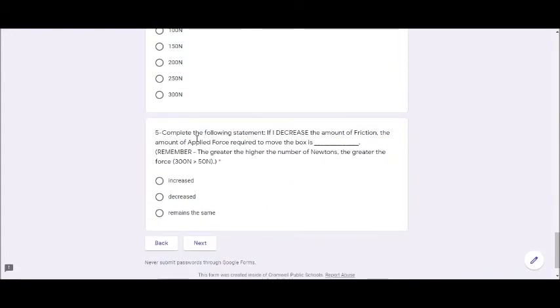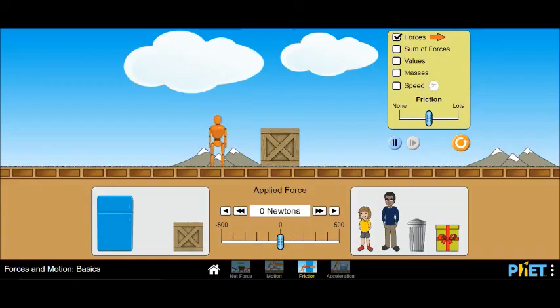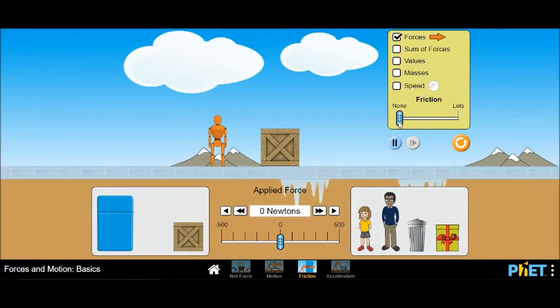Now let's talk about this statement. This is the last thing. Complete the following statement. If I decrease the amount of friction, the amount of applied force required to move the box is increased, decreased, or remains the same. Let's look at our interactive again. Now, think about it this way. If I start up here at lots, it took 300 newtons to move it, right? But then I went down here and I reduced it. So I decreased the friction, and it only took 50 newtons to move it.